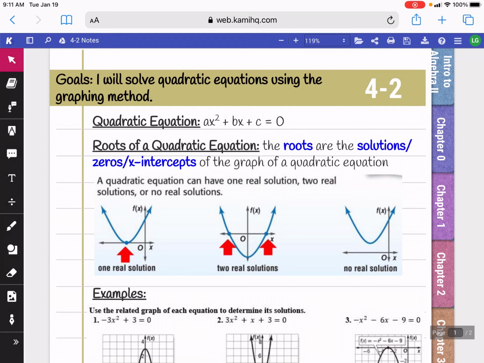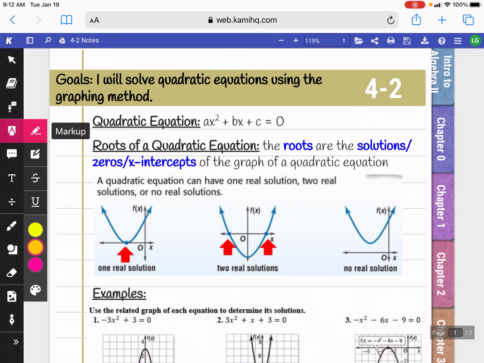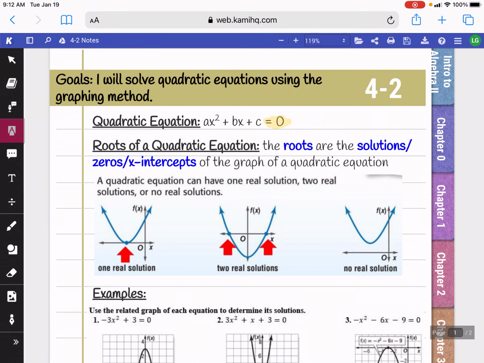In topic 4.2, we're going to learn how to solve quadratic equations using the graphing method. Remember, a quadratic equation is one that's of the form x squared plus bx plus c. When it's an equation, you're solving for x. So here, it's very important, this number 0. I want you to remember that. The number 0. You want your equation to equal 0.